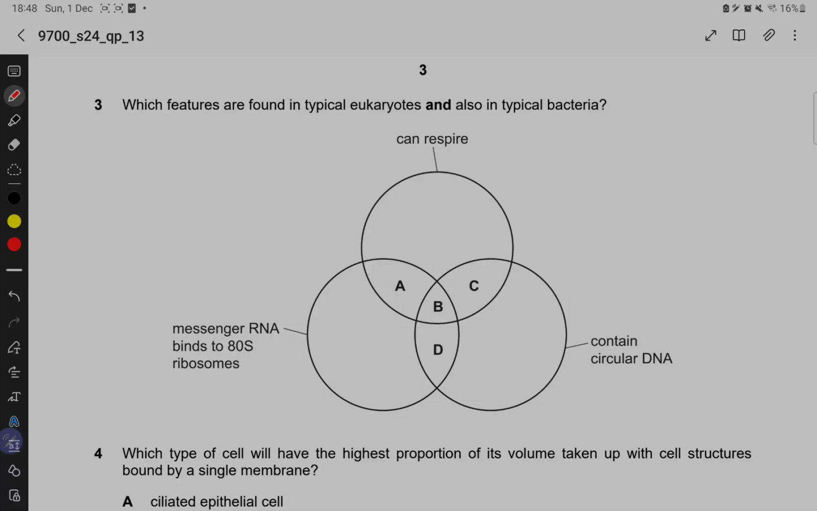Which features are found in typical eukaryotes and in typical bacteria? Yeah, bacteria can respire. So it's definitely A, B, or C. Can't be D. Eukaryotes have mitochondria. So there's your circular DNA. Typical bacteria don't have 80S, only 70S. So A and B are wrong, so the answer is C.